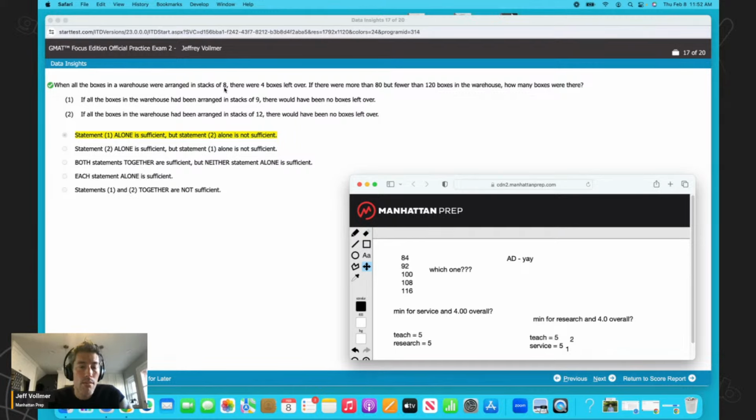And I need things that could be stacked in groups of 8 with 4 left over, which means a multiple of 8 plus 4. So I went and found the multiple of 8 closest to 80, which happens to be 80, and I added 4. And then we just keep adding stacks of 8 until we get to the upper limit. So it's one of these.